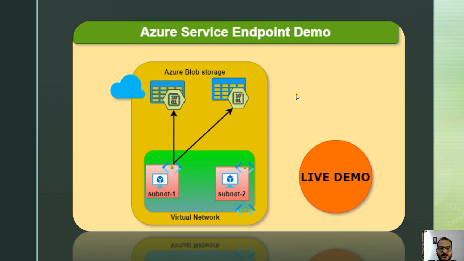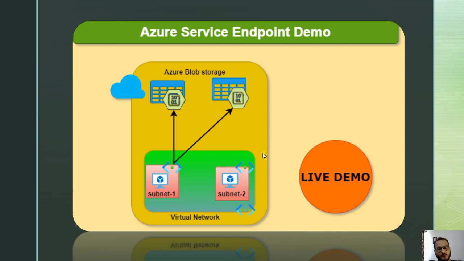So what are the tasks basically we are going to perform? We are going to create a virtual network and we are going to create a subnet. Then we will create a virtual machine as part of that subnet and we will create two Azure storage accounts. Because in service endpoint what we discussed, it exposes all the storage accounts if they are part of the same subnet. So that's what we are going to see in this particular video.